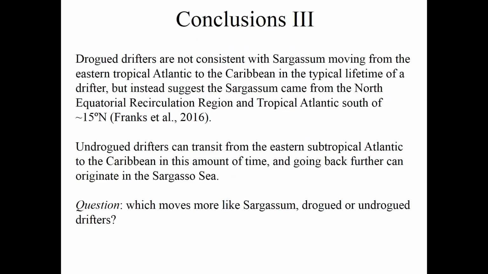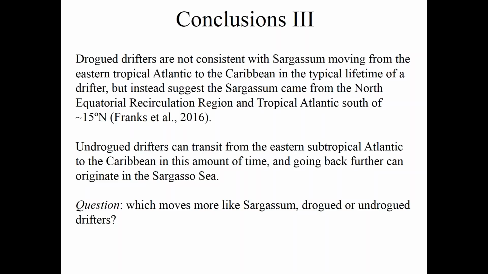Drogue drifters are not consistent with the sargassum moving from the eastern tropical Atlantic to the Caribbean, as Franks et al. concluded in their 2016 paper. They instead suggest that the sargassum inundation must have originated from somewhere in the southern tropical North Atlantic, in this north equatorial recirculation region. But that's what drogue drifters show us. Undrogued drifters can definitely and will statistically transit from the eastern subtropical Atlantic to the Caribbean in about a year and a half. That's the climatological state.